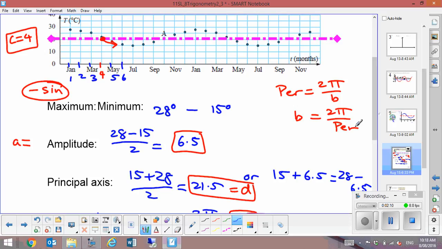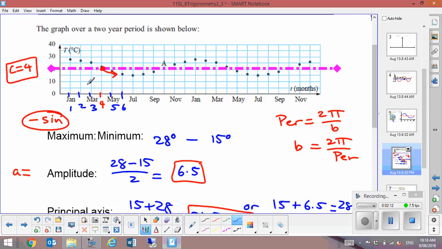So that's our D value. At 21.5 is our principal axis, then it goes up 6.5 units and down 6.5. So the 6.5 is our A value. The D value, as I said, was 21.5.